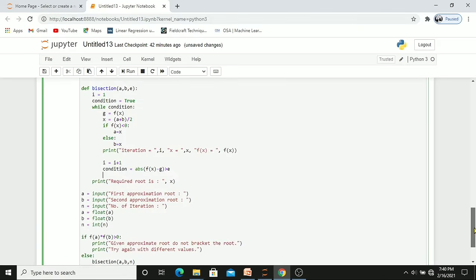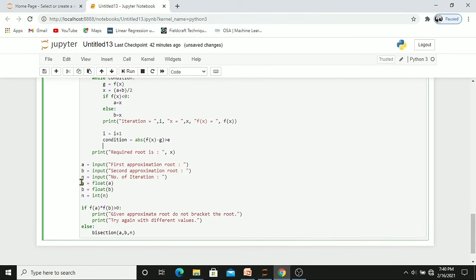Okay, so that's it. Now what needs to change here? That I am going to take the value for a, that is error. So that is all I am going to change here. Similarly, the bisection method I have defined for the error portion. So this is the programming part.